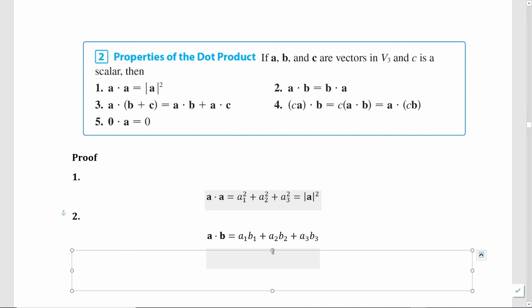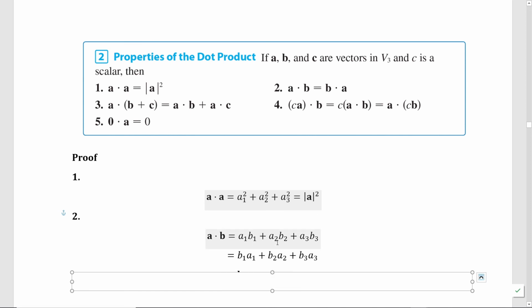Since A sub 1 and B sub 1 are scalars, so is the product. So we can write the first term in this product as B sub 1 times A sub 1. And similarly, the next term, A sub 2 times B sub 2, can be written as B sub 2 times A sub 2, and so the third term. Now this is by definition the dot product of the vectors B and A. This clearly shows the dot product is commutative.